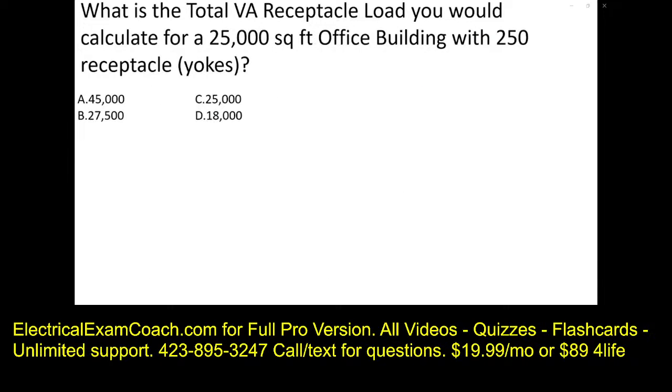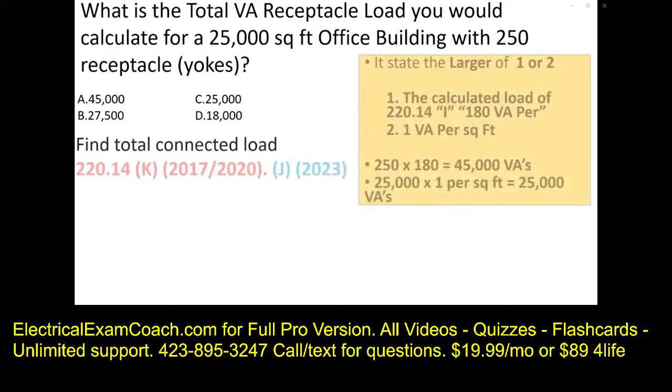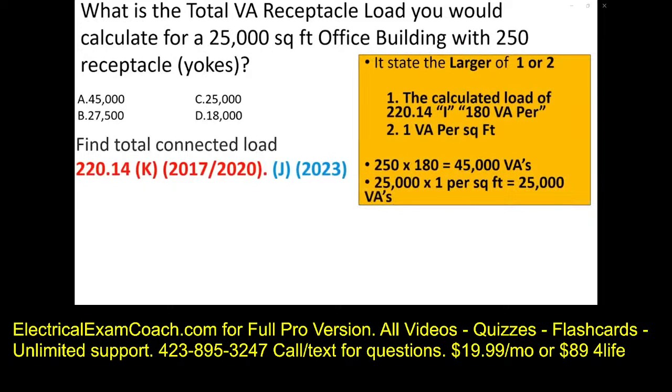What is the total VA receptacle load you would calculate for a 25,000 square foot office building with 250 receptacles? First, we're going to find our total connected load. To do that, we're going to head to 220.14(K) if we're in the 17 or 20, and we're going to head to 220.14(J) if we're in the 2023. Same information, different name. Both of them state that we must select the larger of one or two. So we're going to do two different calculations and select the larger of the two.